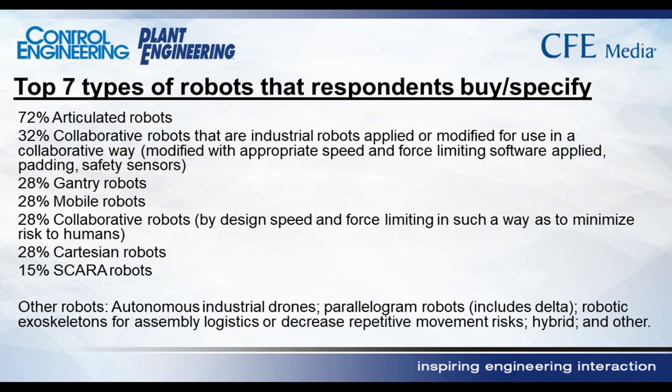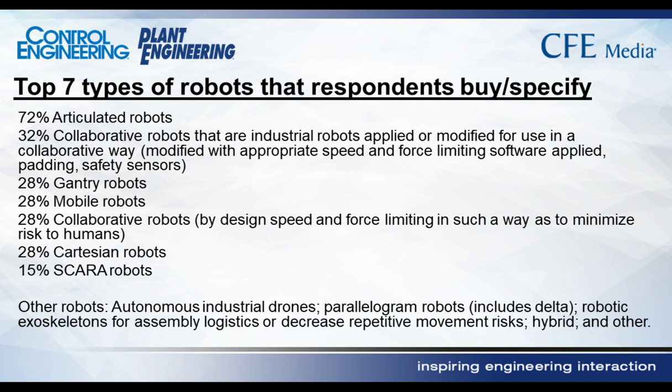Other robots include autonomous industrial drones, parallelogram robots, including Delta robots, robotic exoskeletons for assembly logistics or to decrease repetitive motion or movement tasks, hybrid robots, and others. I do think it's interesting that adding together the robots designed for collaborative use and those modified for collaborative use make the speed and force limiting robotic applications a strong second on the list at 60%.